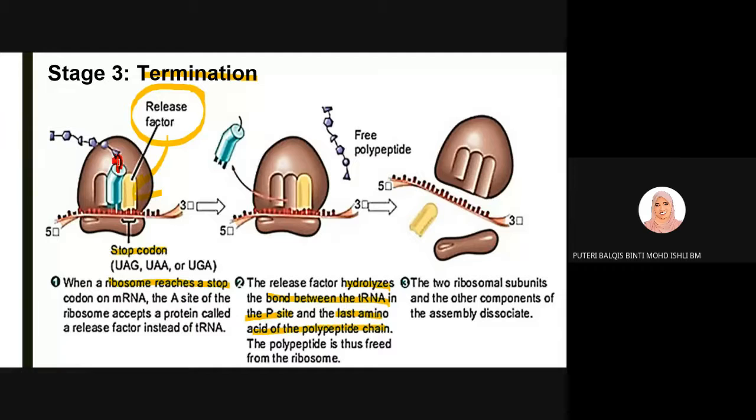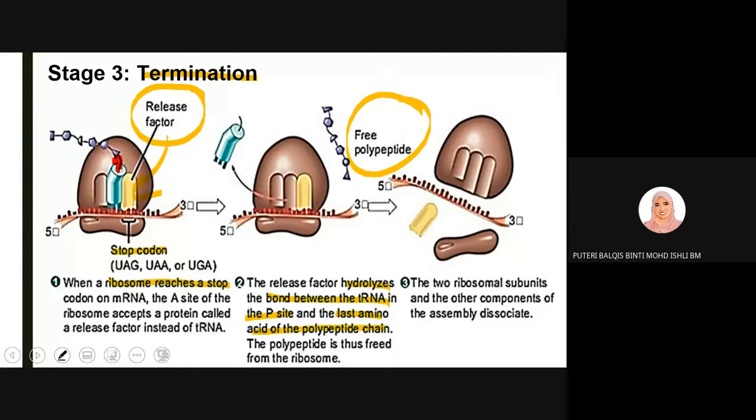Dia akan putuskan. Okay, release factor ni macam scissor. Dia akan hydrolyze, dia akan potongkan last amino acid dengan tRNA. Okay, so what happens is the polypeptide sekarang dah boleh free. Bila kita dah putuskan, polypeptide chain ni dah free. Polypeptide chain tu nak pergi mana? Protein tu nak pergi mana lepas dia free?